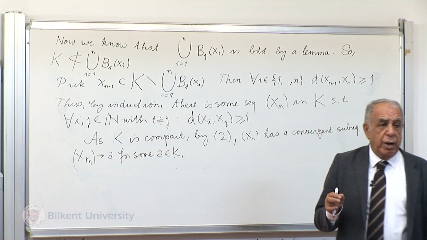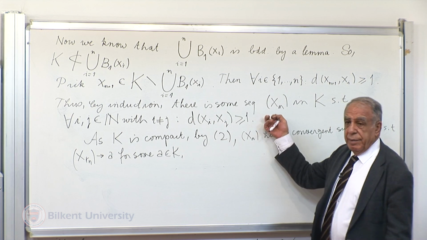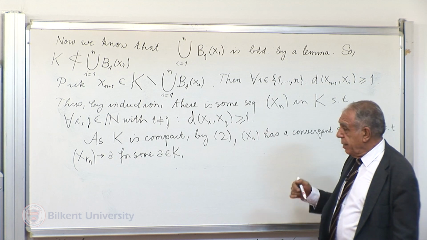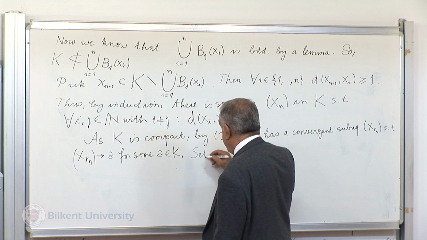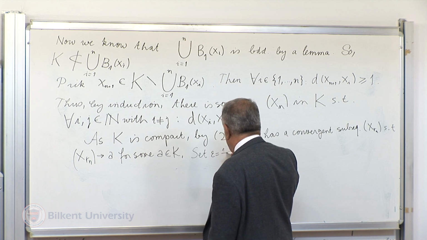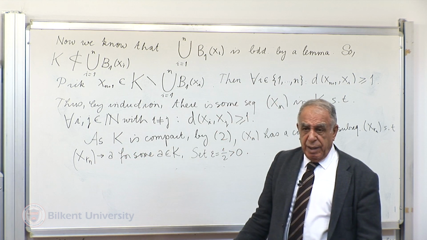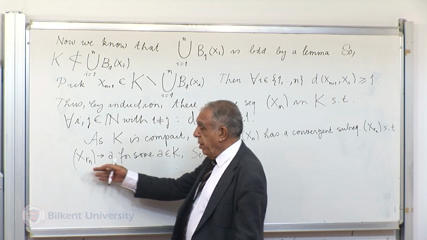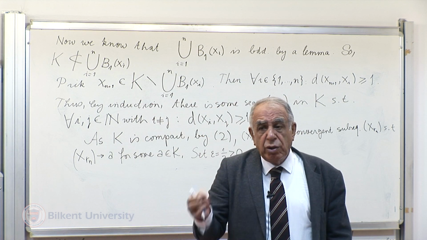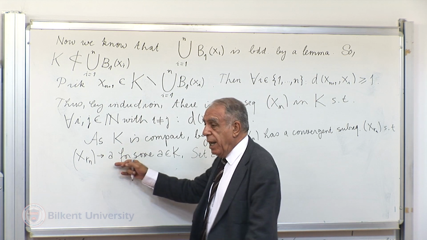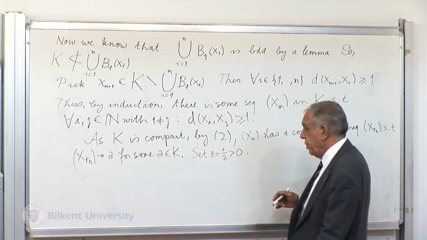We will now show that that's not possible because of this condition. Okay, let's do that. Now, set epsilon equal to 1/2, which is positive. By definition of convergence, there should exist some point in this sequence such that every term beyond that should have a distance from A which is less than 1/2. That's just by definition of convergence.